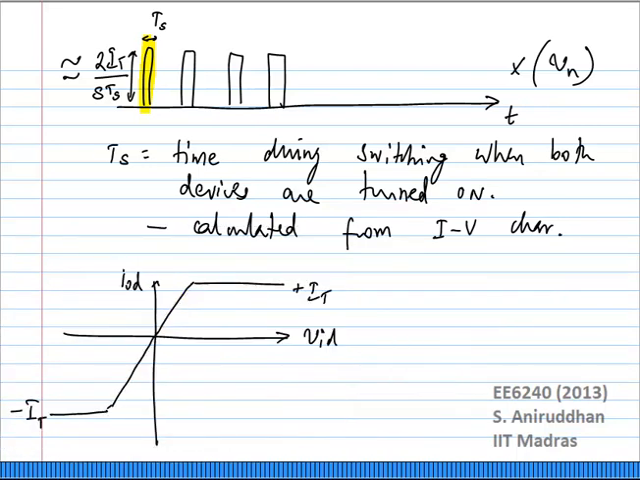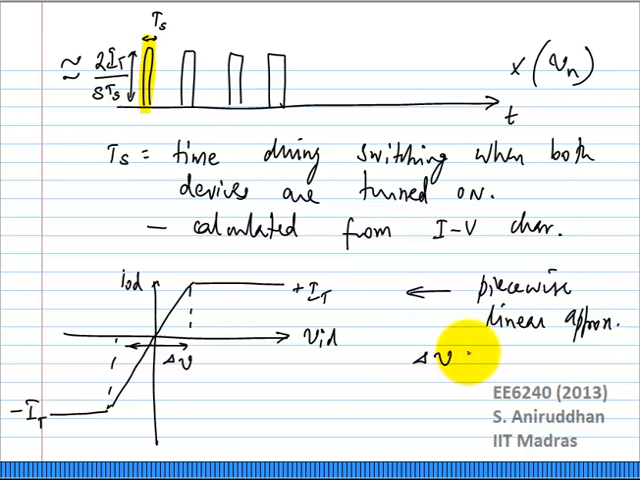Okay, the current goes from minus IT to plus IT, and this is delta V, which causes that current switching. So in other words, we are actually doing a piecewise linear approximation. Okay, and we can do this because the delta V is very small, because the noise is much smaller compared to the LO signal. Because delta V is much smaller than the LO signal.